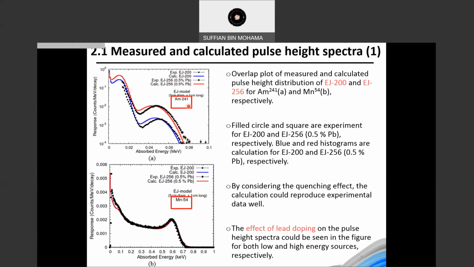And the effect of lead doping on the pulse height spectra can be seen in the figure for both low and high energy sources. As we can see here, the effect is more significant in the case of americium 241 for the lead doped plastic scintillator, as indicated by the circle dotted data and also the histogram in the red color, while the effect of lead doping for higher energy gamma sources is not significant.